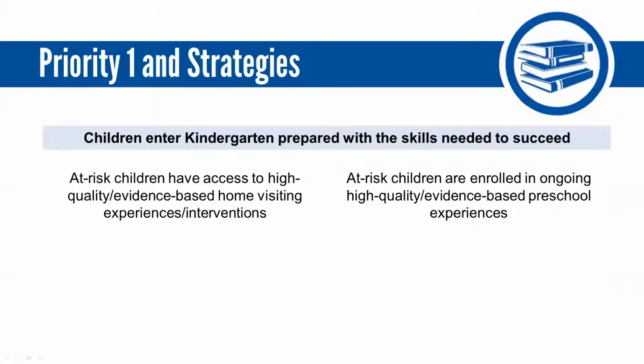This is where we're going to do a little bit more of a deep dive into what we mean with our strategies and priorities and how best to articulate this within your narrative application. So with our birth to 5 or our prenatal to 5, children enter kindergarten prepared with the skills needed to succeed priority, we have 2 strategies.